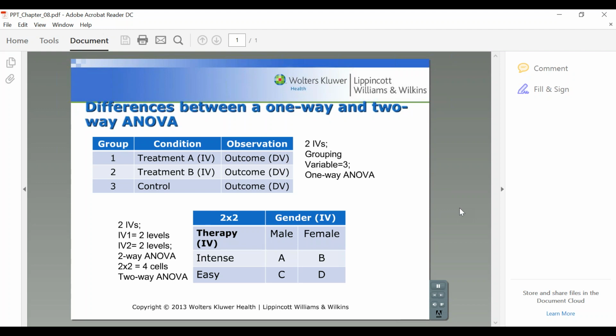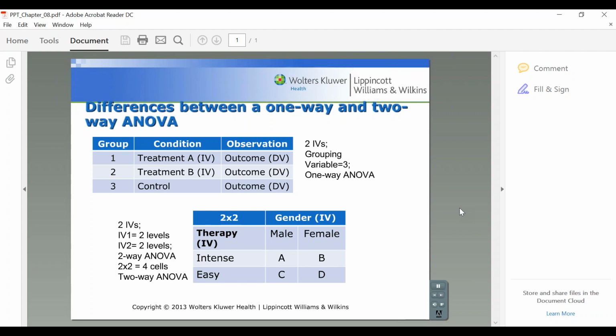Okay, so group one receives treatment A, which could be behavioral therapy. Group two receives treatment B, which could be cognitive behavioral therapy. Group three receives no treatment, otherwise known as a control, and they're all measured on the same outcome, which is the dependent variable. So this is a post-test only three-group design. Okay, we have two independent variables, treatment A and treatment B.